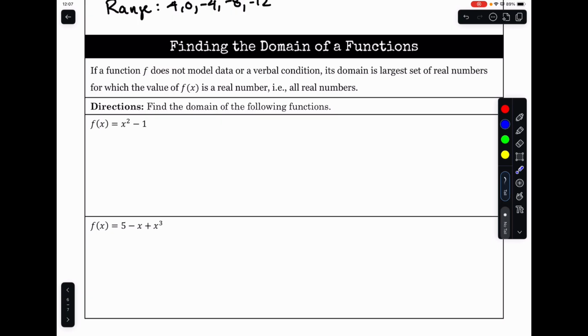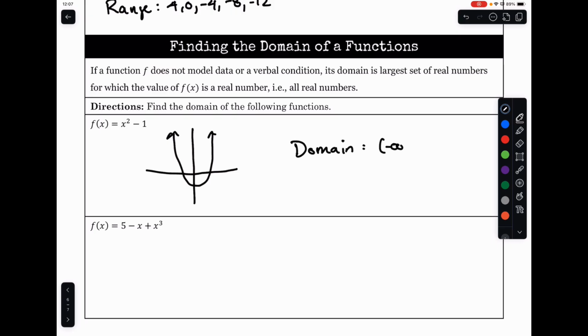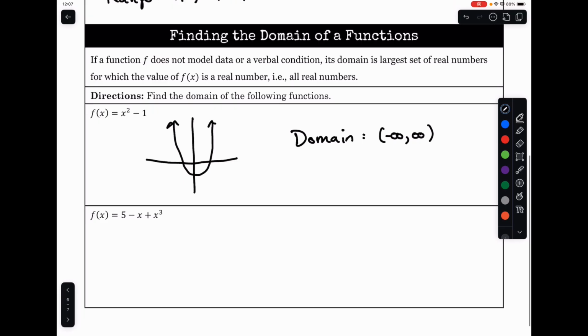Like in the example right here, f of x is equal to x squared minus 1, that's going to be a quadratic function. Let me draw a sketch of this. That has been shifted 1 unit downward, like this. So the domain of such a function is going to be all real numbers. There is no restriction on this function. And the same thing with this function down here. This is again a cubic function, a polynomial function, and the domain for such a function again is all real numbers.